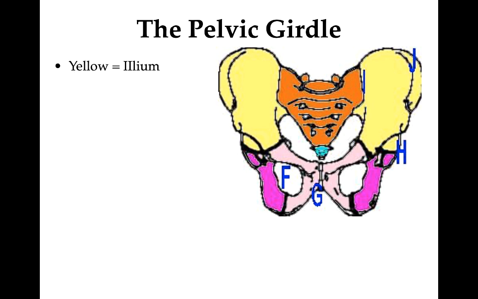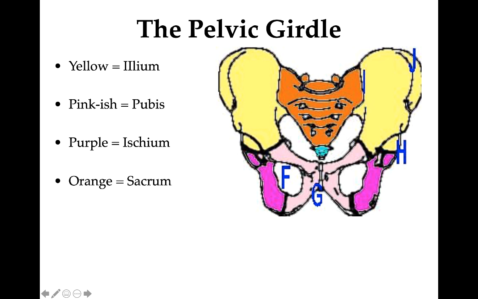So we're going to go through the names here. The yellow section, these big parts, basically your hip bones, are called the ilium. The pinkish part in the front is called your pubis. And the bottom part, the kind of wing area where your leg bone attaches to your pelvis, is called the ischium. The back of your pelvis is called the sacrum, and your tailbone, which on my model is light blue, is called the coccyx.